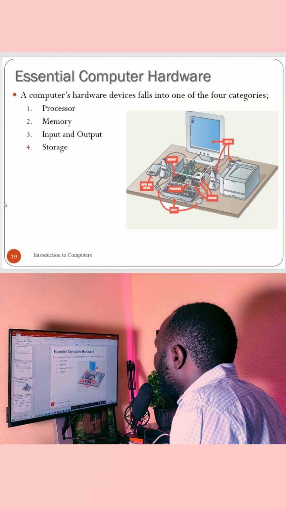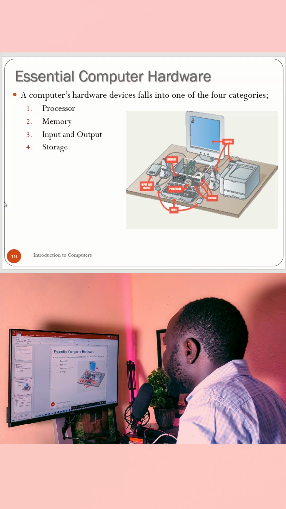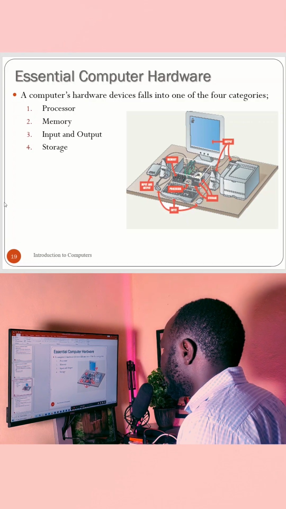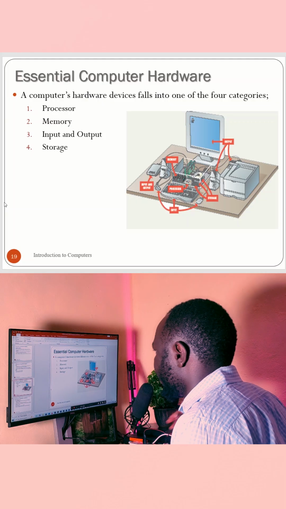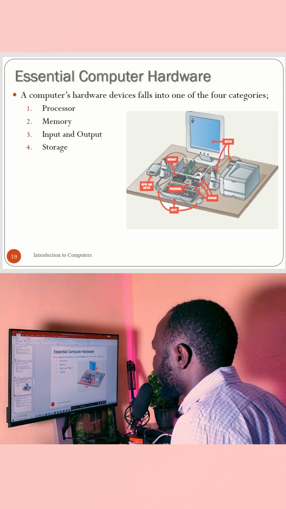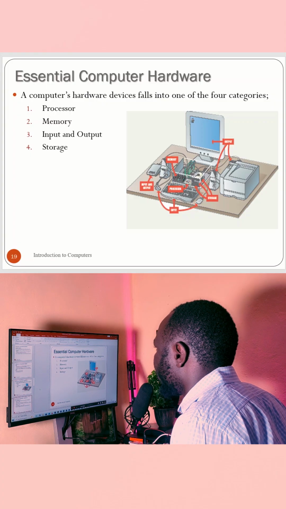Computer hardware are devices. Hardware devices fall into one of the 4 major categories. We have the processor, we have the memory, we have the input and output, then we have the storage. At this point, these are familiar terms. It shouldn't be something new for us now.